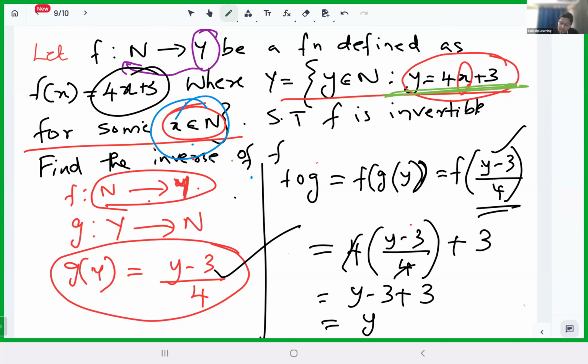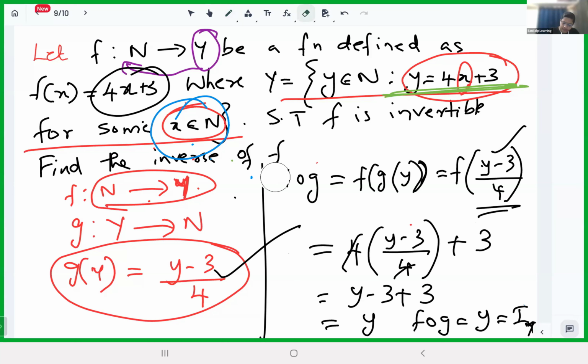So F composition G is equal to y. That is equal to I_Y. Isn't it? It is the identity function in Y. Okay, it is the identity function in the set Y. All right. Now you have to find out G composition F.